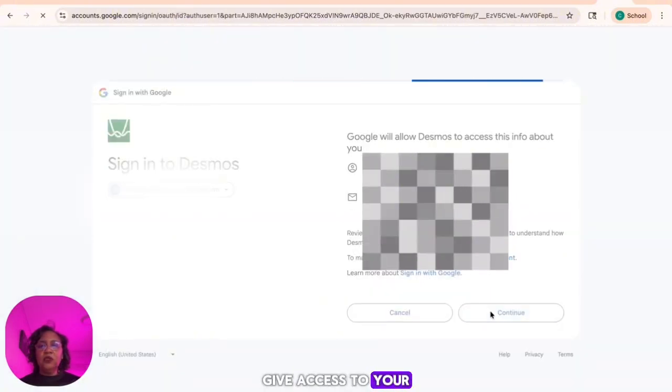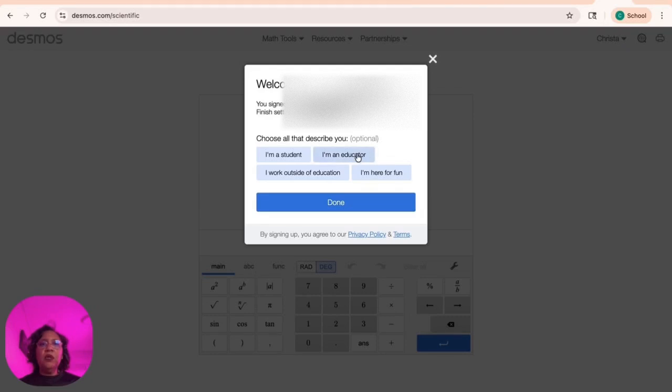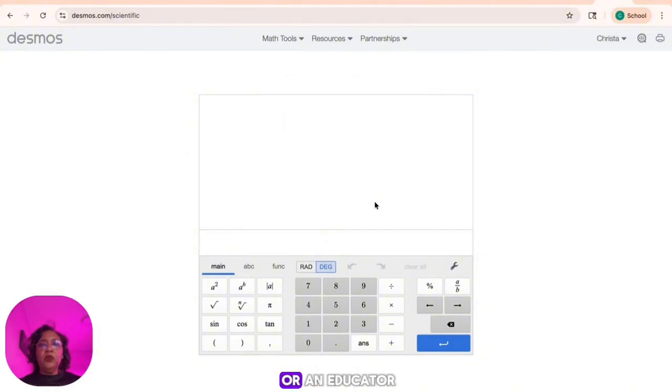Give access to your Google email. You can let Desmos know if you're a student or an educator. I pick educator. But the thing I like about Desmos is how it has the pretty print.